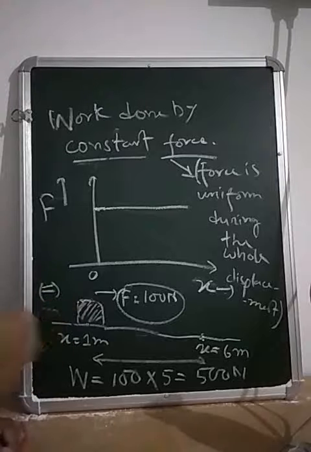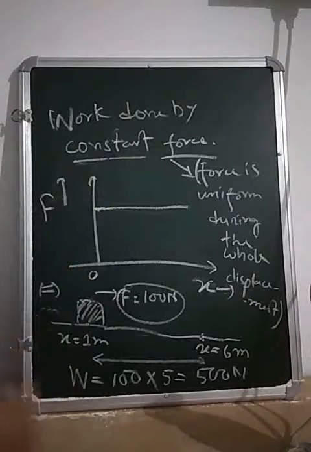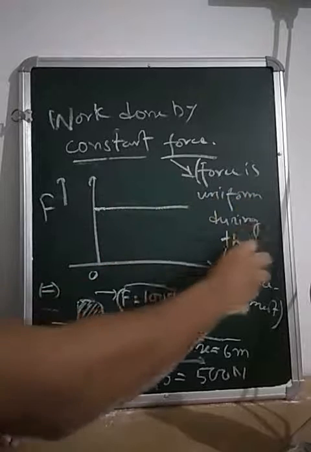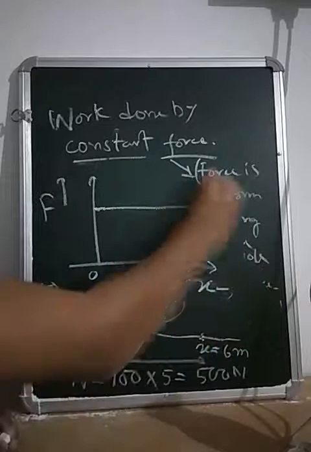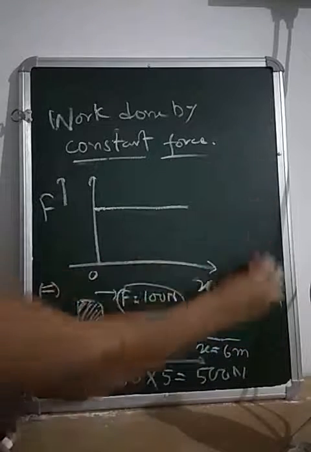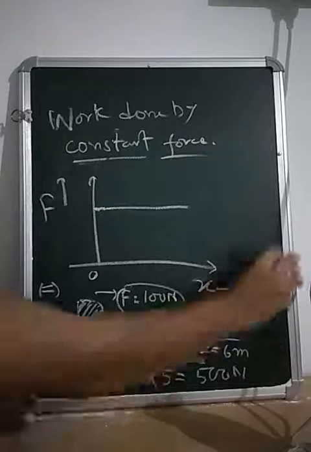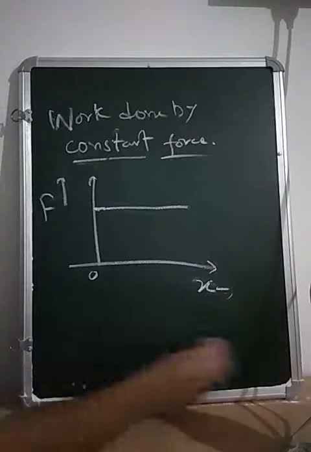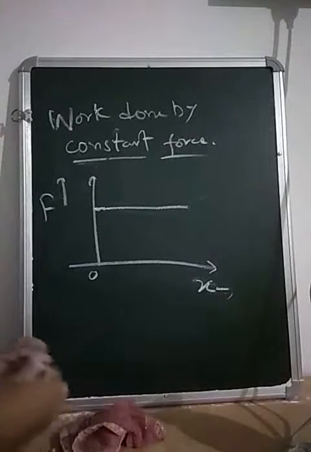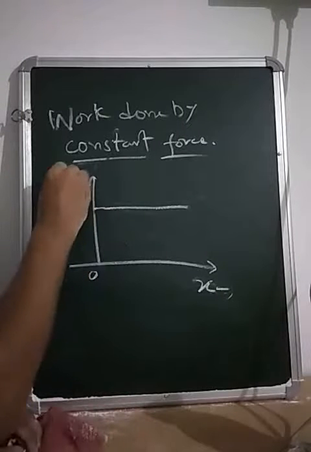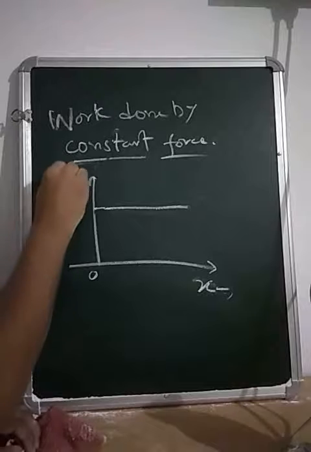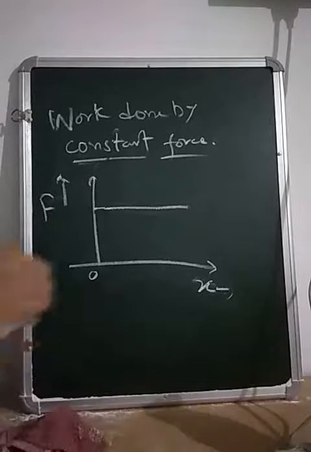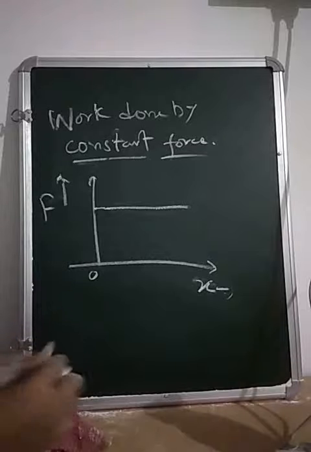So in case of constant force, force is equal to a constant. Force is uniform during the whole displacement of the object. So this is a simple case actually. If you see the graph in case of constant force, what happens? The force remains constant during the whole displacement of the object.